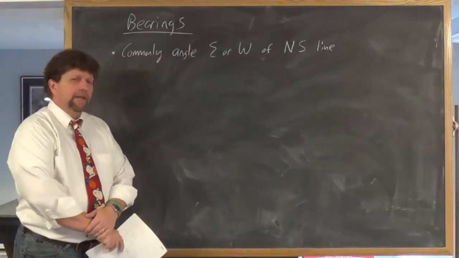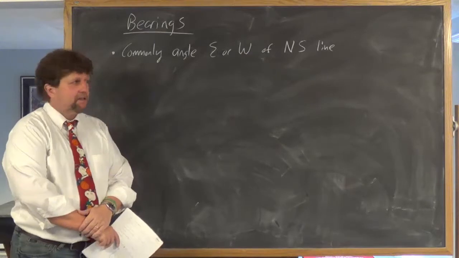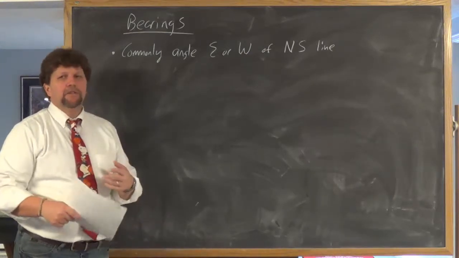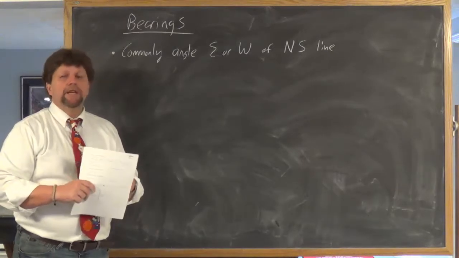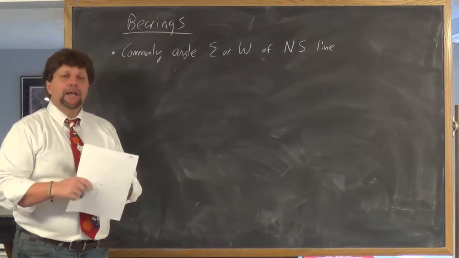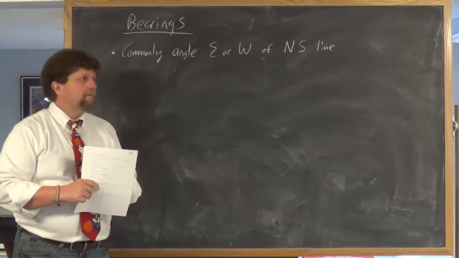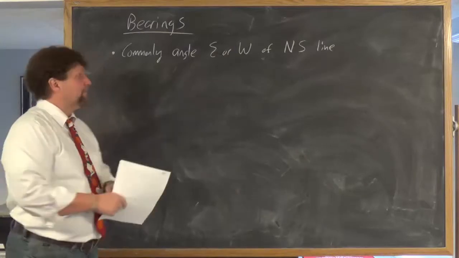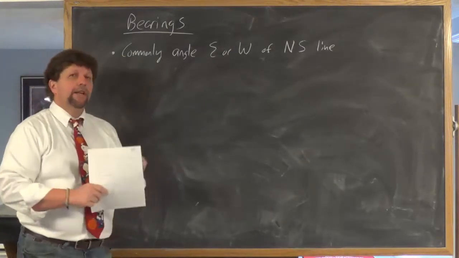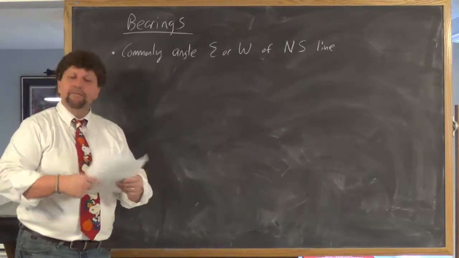All right, I thought we'd look at something that might be kind of new to you. It deals with bearings. There are actually two ways to do bearings. One way is you're simply given a single angle measurement, measured clockwise from due north. The other way, and this is probably the more common way, is you're given an angle that is east or west of a north-south line.